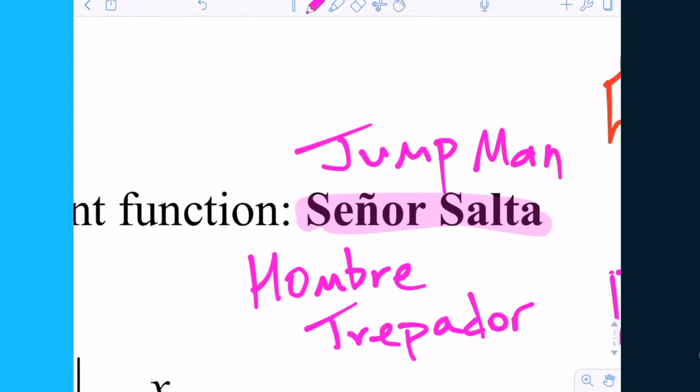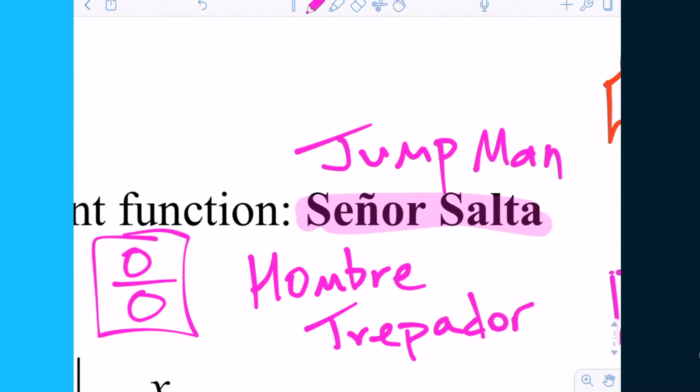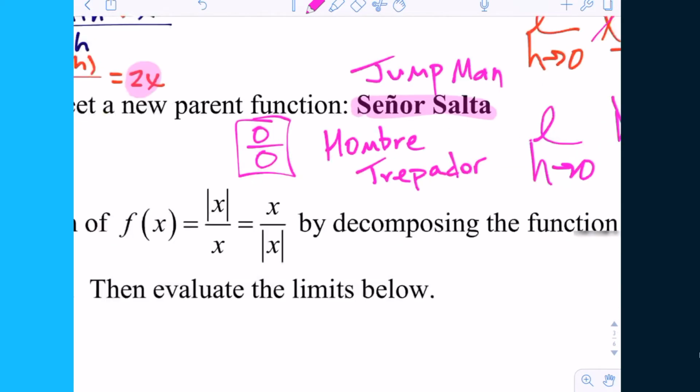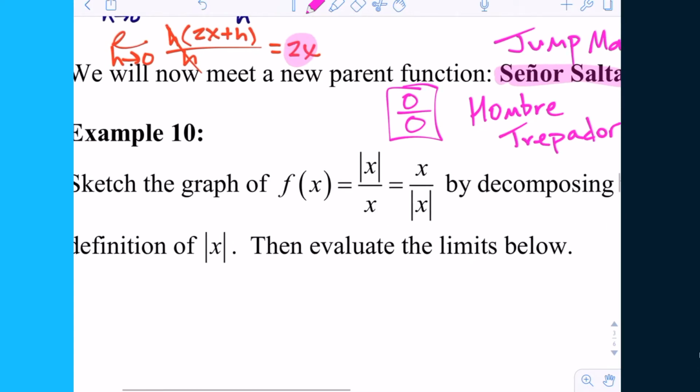And he is the exception to the 0 over 0 rule. What does 0 over 0 mean to us right now? That the function doesn't exist there, but the limit will because there's a hole, okay? Jumpman is the exception to that. As you might anticipate, Jumpman has a what there? A jump, yeah. Let's meet him, okay?